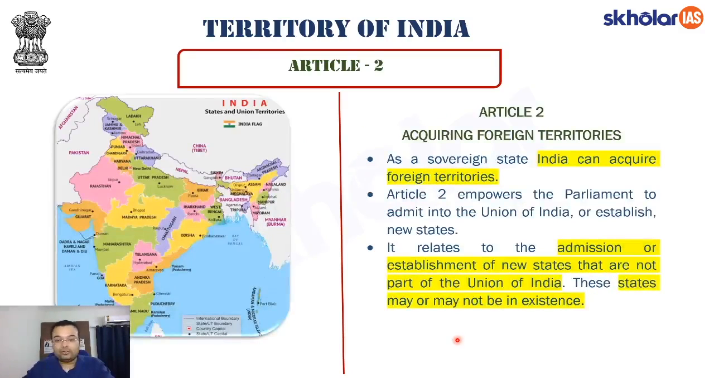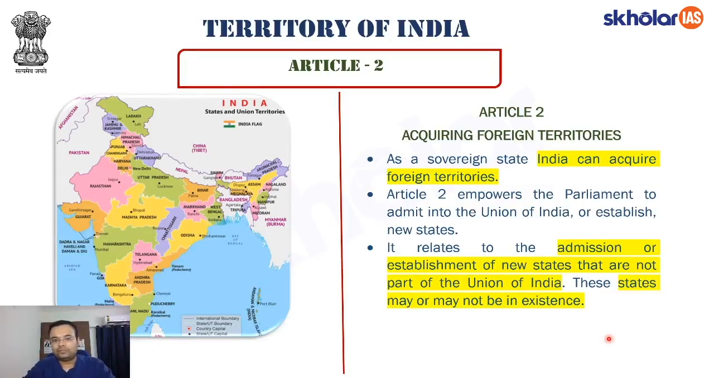Now we come to Article 2. What exactly does Article 2 speak about? It talks about acquiring foreign territories. As a sovereign state, India can acquire foreign territories. Article 2 empowers the Parliament to admit into India or establish new states. It relates to the admission or establishment of new states that are not part of the Union of India. These states may or may not be in existence.